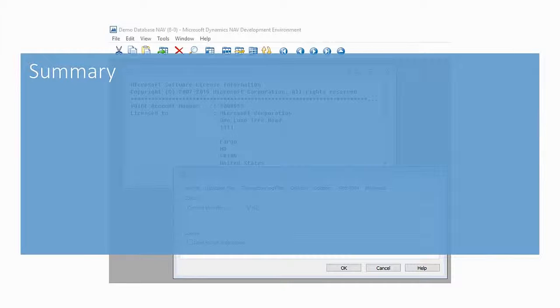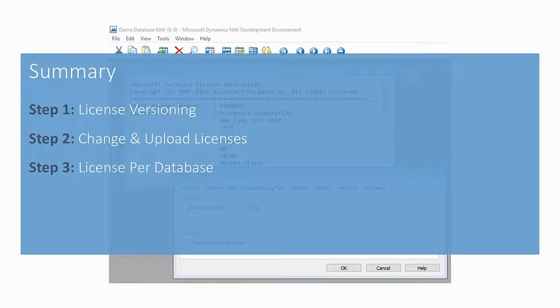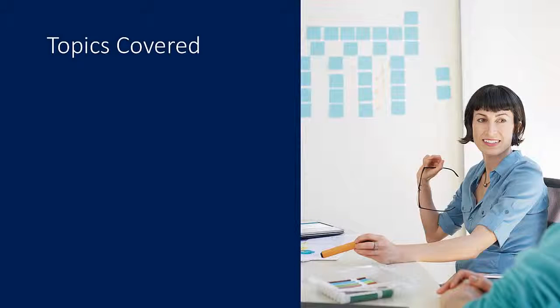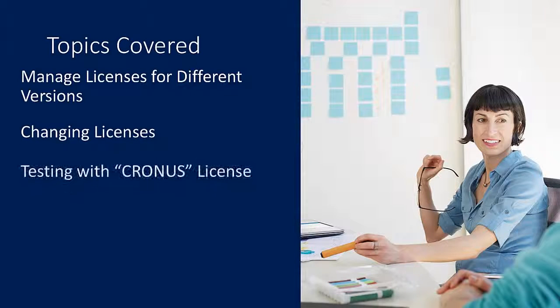In this video we have learned how to manage license keys in Microsoft Dynamics NAV 2015. Let's summarize the steps. We've looked at license versioning, changing and uploading licenses. We've looked at using the license per database and testing with the Cronus license. The topics we covered in this video are managing licenses for different versions, changing licenses, and testing with the Cronus license.